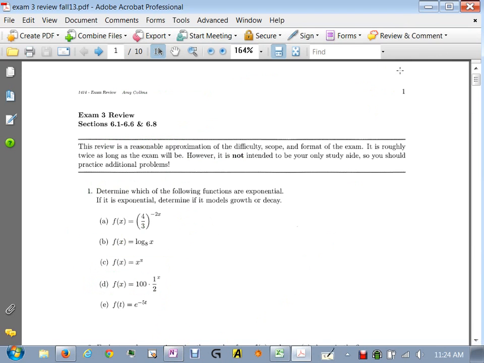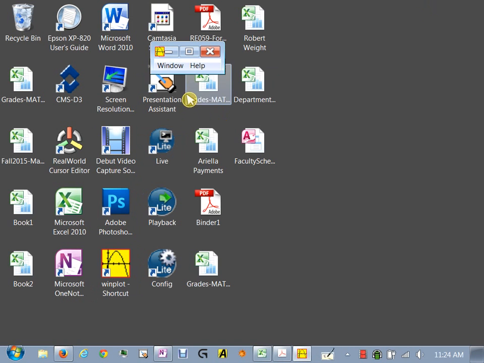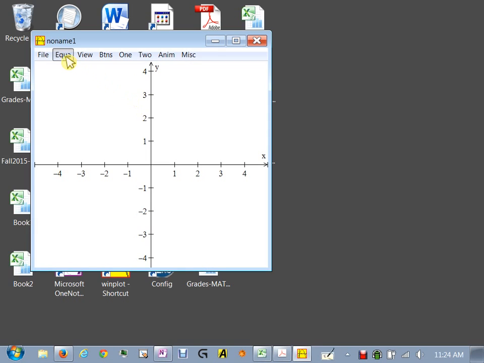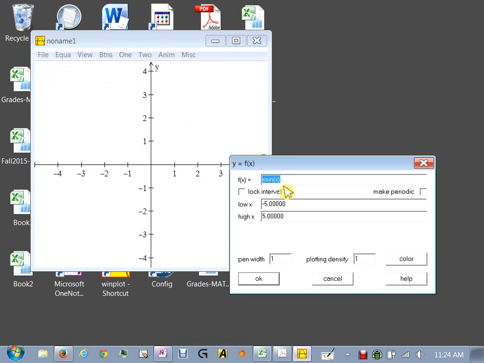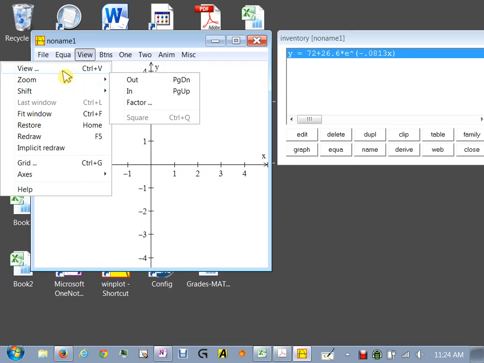Now, another thing that we could do to kind of get an idea of what was happening here, I'm going to graph this exponential function for us. After we found k, it was 72 plus 26.6 e to the negative 0.0813t, right? I'm going to use x here. And then graph it, and then let me change my window, my zoom here, my view.